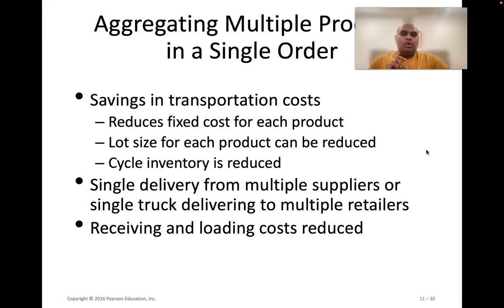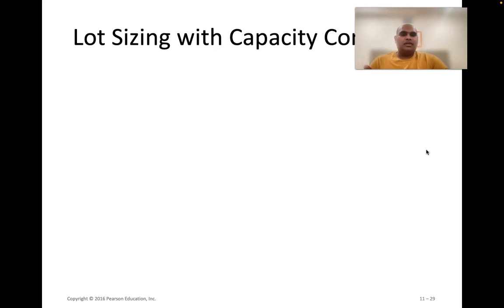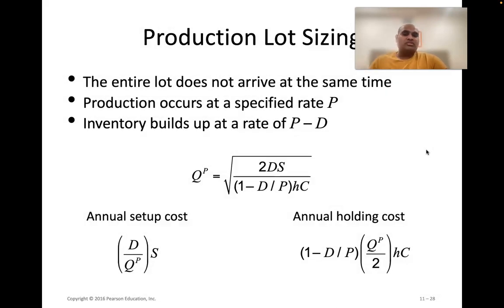Now, multiple orders and products in a single order, this is what we'll talk about next week. This week we talked about lot sizing with capacity constraint, production lot sizing, and the economic order quantity model. Those are the three main models that we talked about, and also the idea of cycle inventory and what that means in the larger context of supply chains, right?